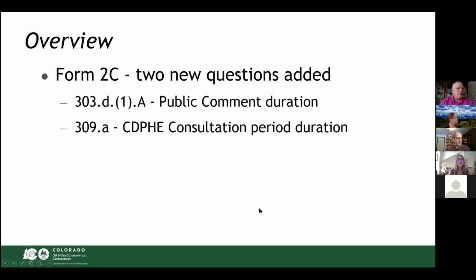So really quickly, we have two new questions added to our Form 2C, which is the oil and gas development plan certification. One of the questions is related to the duration of the public comment period. The other question is related to the duration of the CDPHE consultation period.